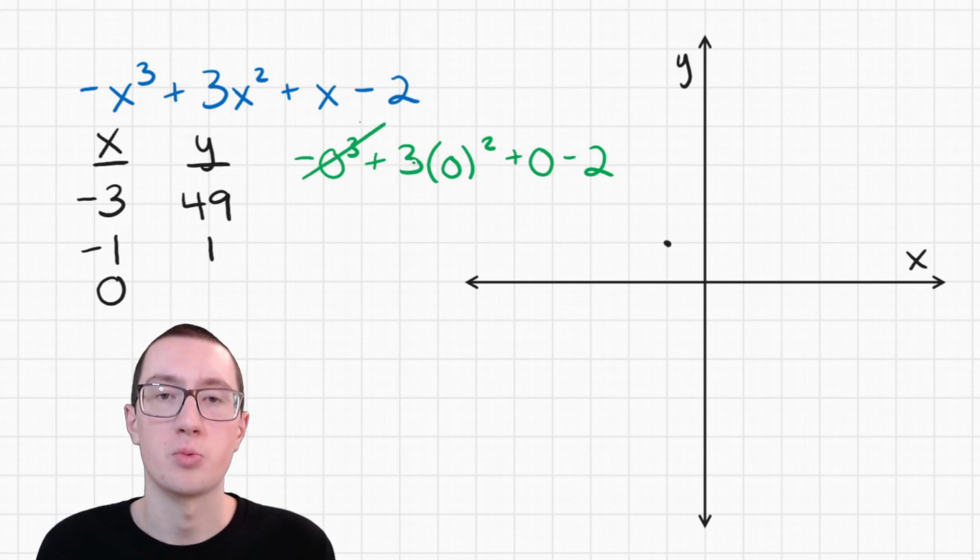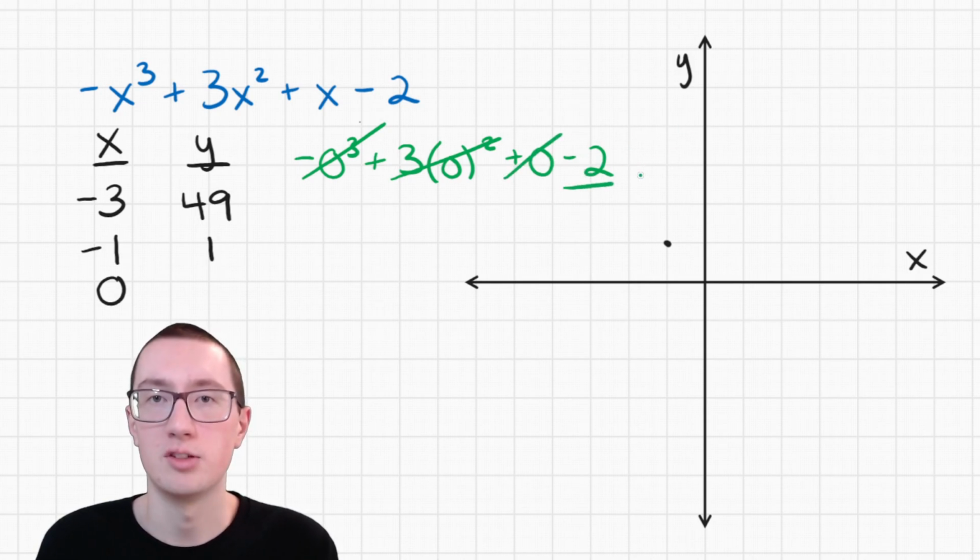We have plus 3 times 0 squared. Well, anything times 0 is 0, so that cancels out as well. And this plus 0 is also not doing anything. So our final answer actually already is -2. So when x is 0, y is -2.